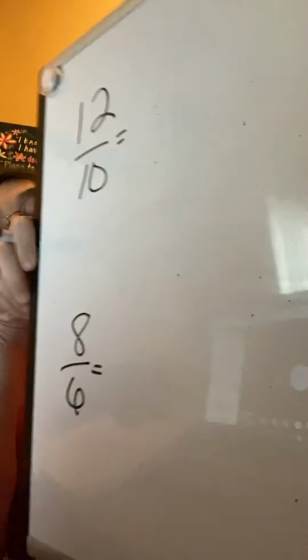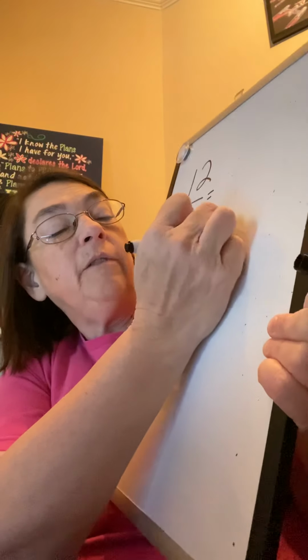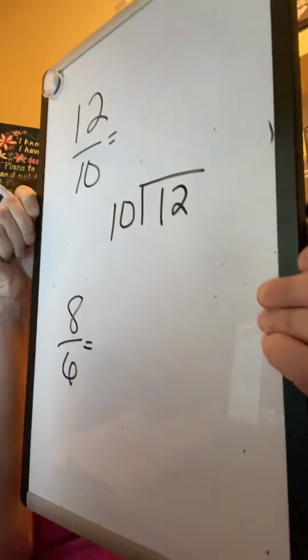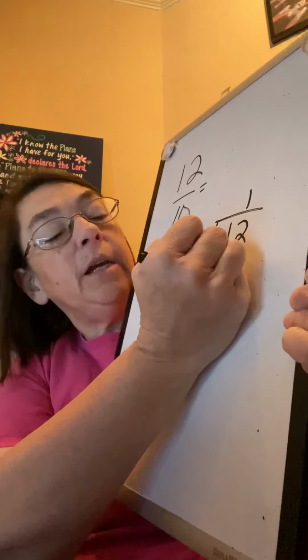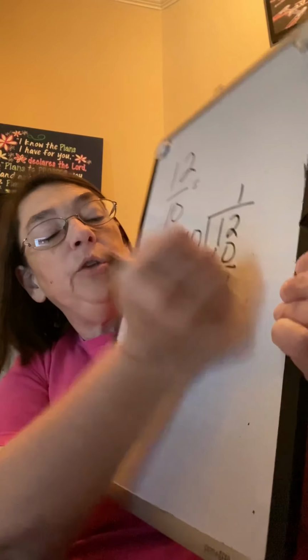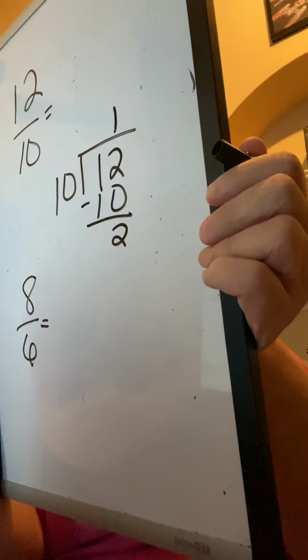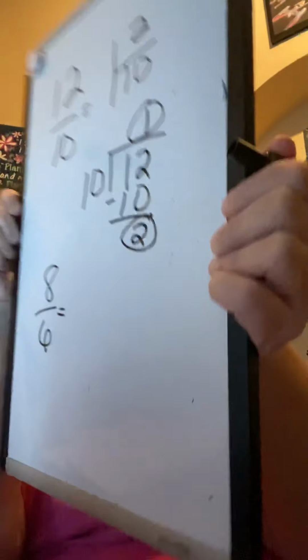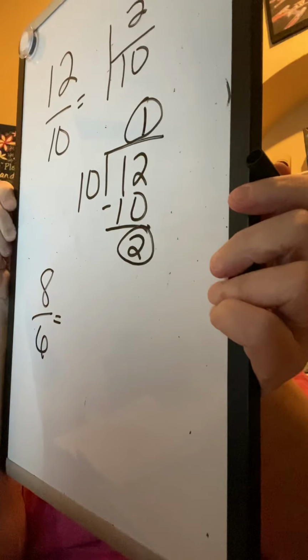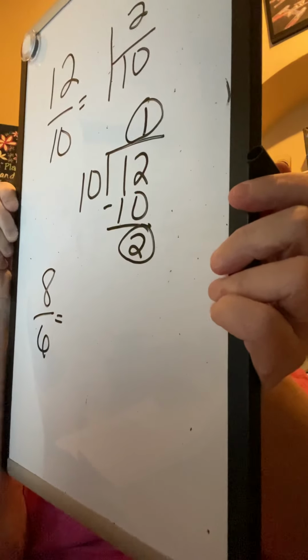All right, we're going to go on. So 10 over 12. You put the 10 here. Divide it into 12. So 10 goes into 12 one time. You have a remainder of 2. Again, this becomes your whole number. Your remainder becomes your new numerator. And your denominator stays the same. So you would have got 1 and 2 over 10.